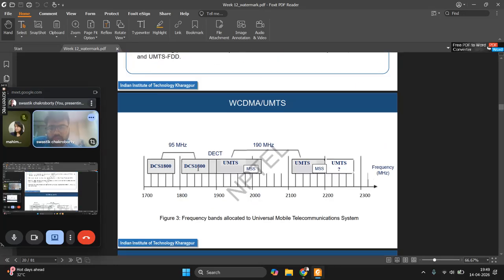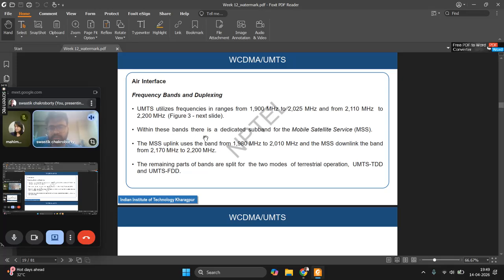Now, within these bands there was a dedicated subband for mobile satellite service, and the mobile satellite service uplink used bandwidth from 1980 to 2010. So within this 1900 to 2025 also, 1980 to 2010 was not usable for commercial mobile telephony. And similarly, in 2110 to 2200, 2170 to 2200 was not usable. That is, out of the 90 megahertz, 30 megahertz were not usable, only 60 were remaining.